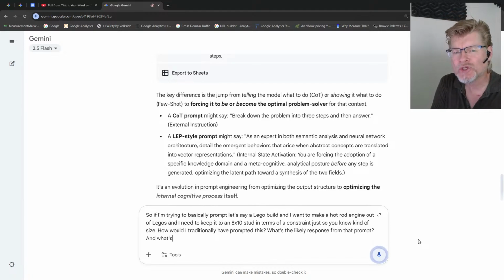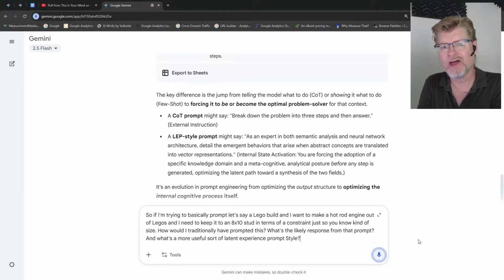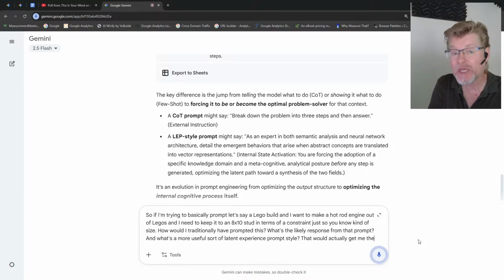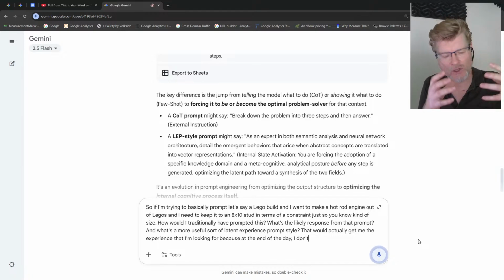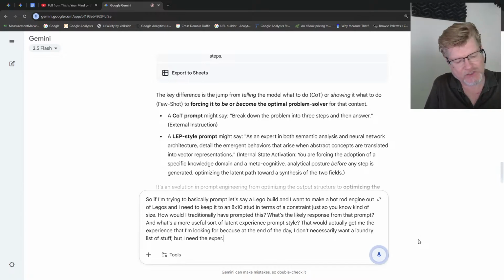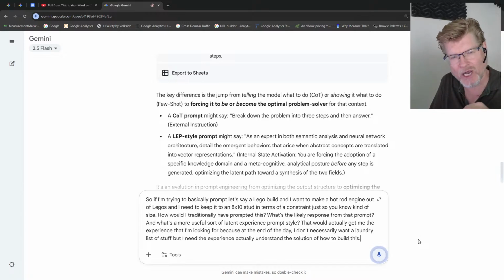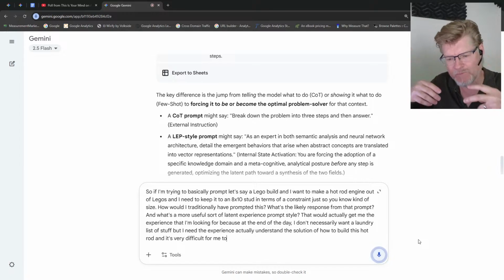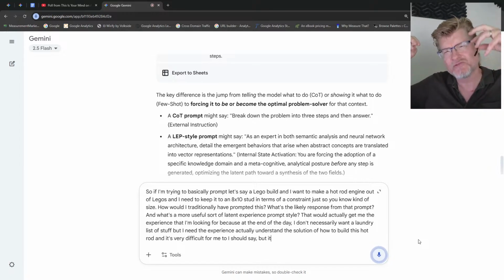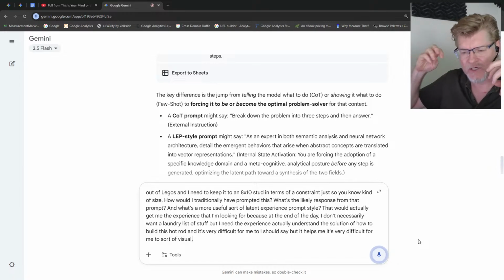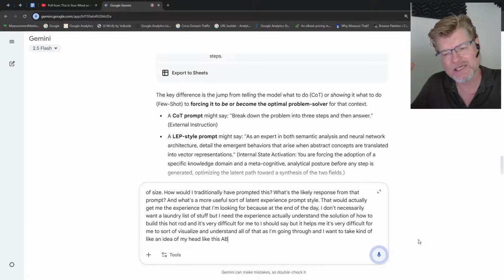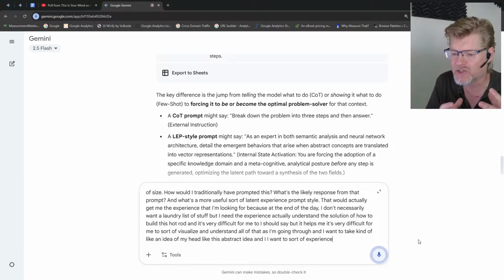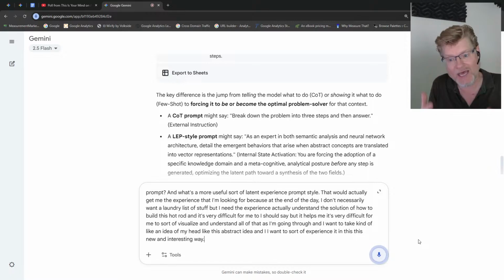And what's a more useful latent experience prompt style that would actually get me the experience that I'm looking for? Because at the end of the day, I don't necessarily want a laundry list of stuff, but I need the experience to actually understand the solution of how to build this hot rod engine. It's very difficult for me to visualize and understand all of that as I'm going through. I want to take an abstract idea in my head and experience it in this new and interesting way so that I have this build.